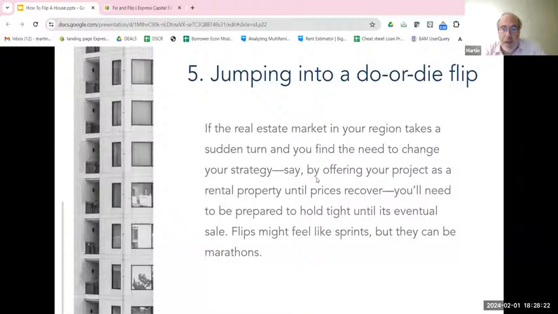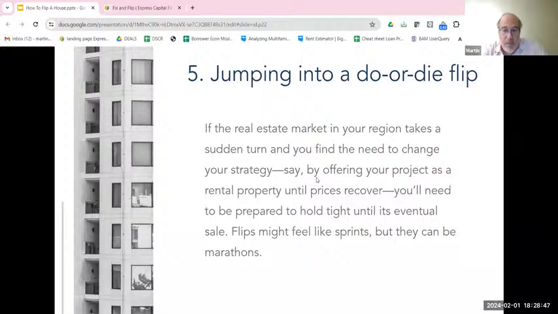Jumping into a do-or-die flip when the real estate market in your region takes a sudden turn. You need to be careful and may need to change your strategy. Meaning, you should always have two strategies. Those strategies will be to flip for the profit, or my exit will be to keep it for the refi and have the cash flow. But sometimes it has to be tweaked to the opposite: I'm going to keep it for the refi and then eventually sell.